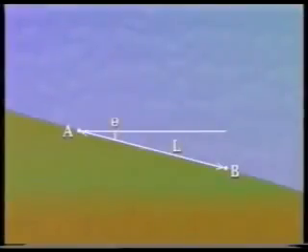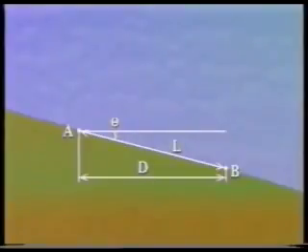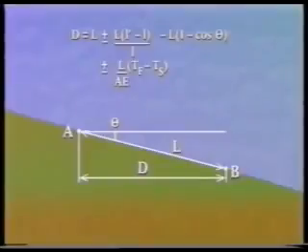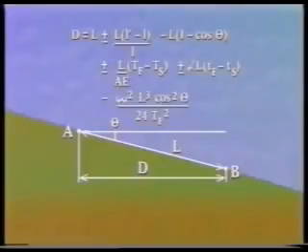The 5 corrections are usually combined into one general equation which can be applied to any case where a measurement has to be converted into a horizontal distance. In this case, the surface distance AB has been measured as L. The angle of slope is theta, and the horizontal distance D is required. D equals L plus or minus the standardization correction, minus the slope correction, plus or minus the tension correction, plus or minus the temperature correction, minus the sag correction.